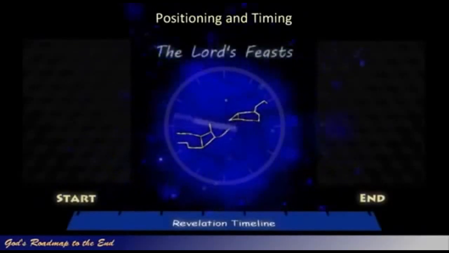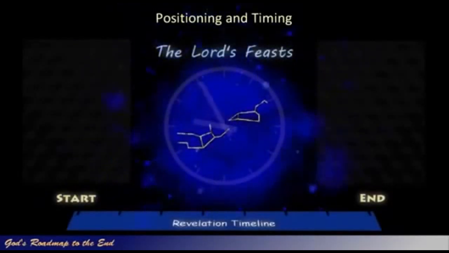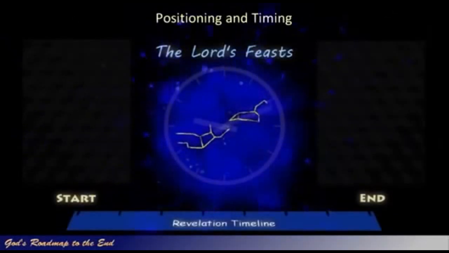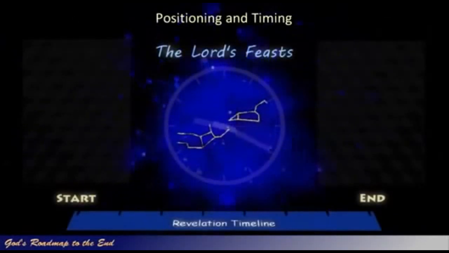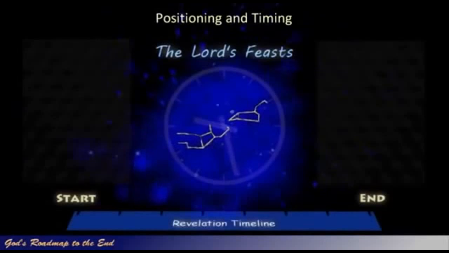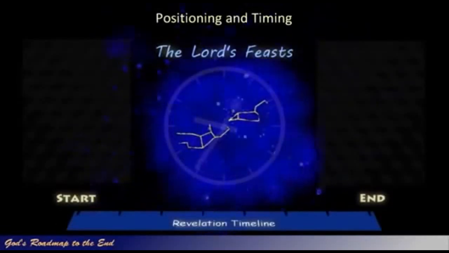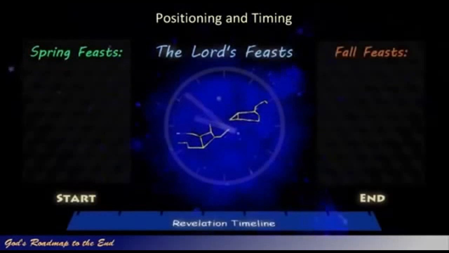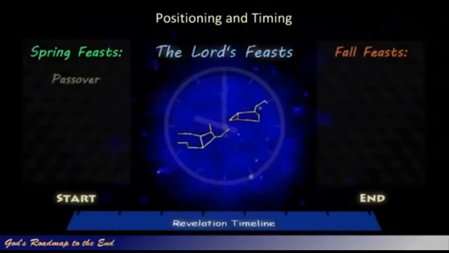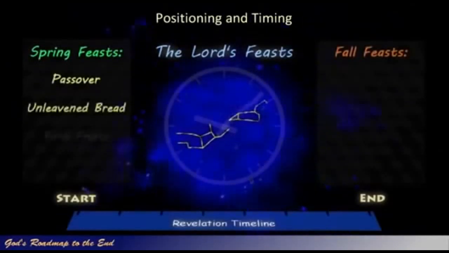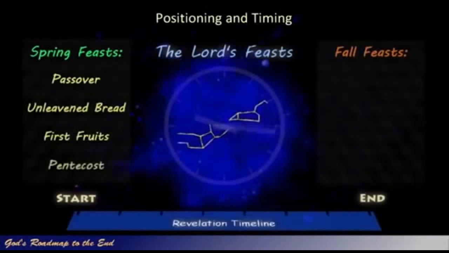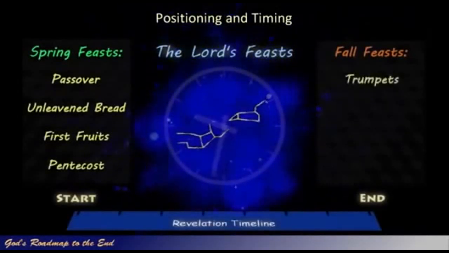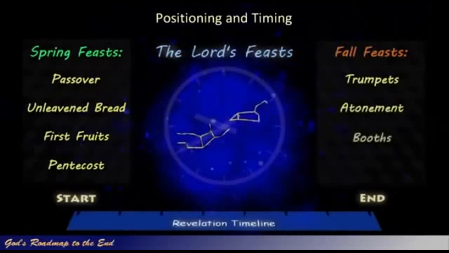There are 7 feasts that are given to Israel to observe perpetually, and these are found in Leviticus 23. They also occur in 2 distinct seasons, and are more commonly referred to as the spring and fall feasts. Those that occur in the spring are Passover, unleavened bread, first fruits, and Pentecost. The fall season consists of the Feast of Trumpets, the Day of Atonement, and the Feast of Booths.